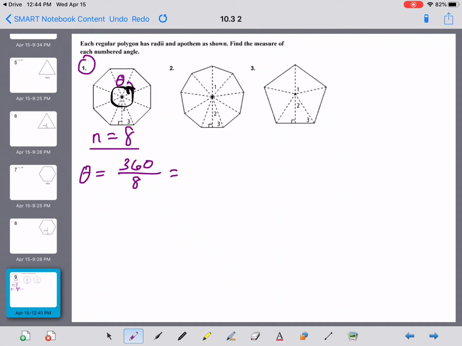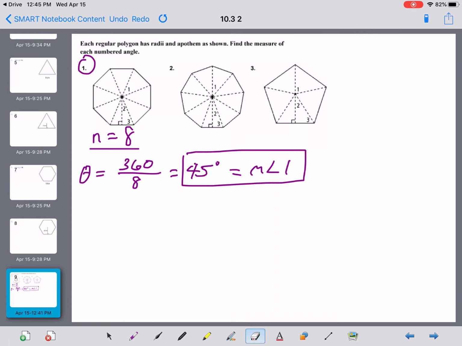So 360 divided by 8, if I'm not mistaken there, is, let's see, 180, 90, is going to be 45 degrees for the measure of each central angle. So that is going to be the measure of angle 1, and that's the first thing that we were supposed to come up with within this problem.